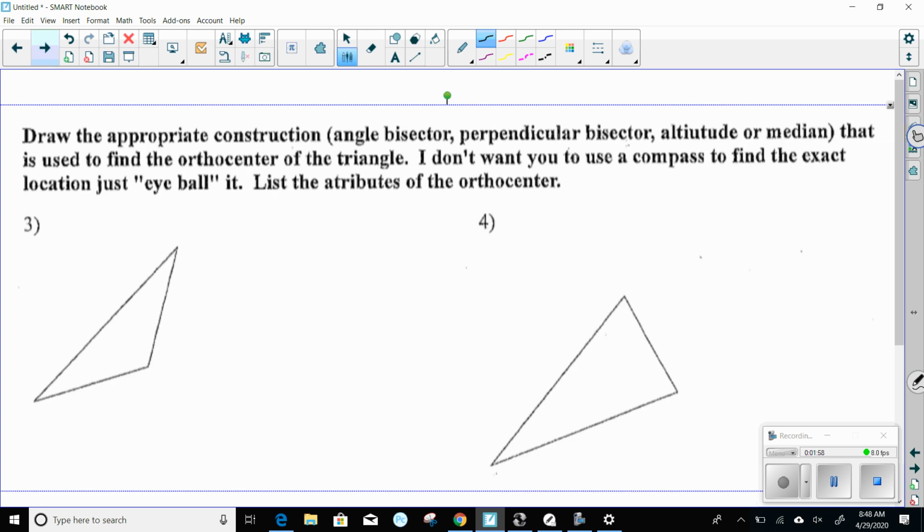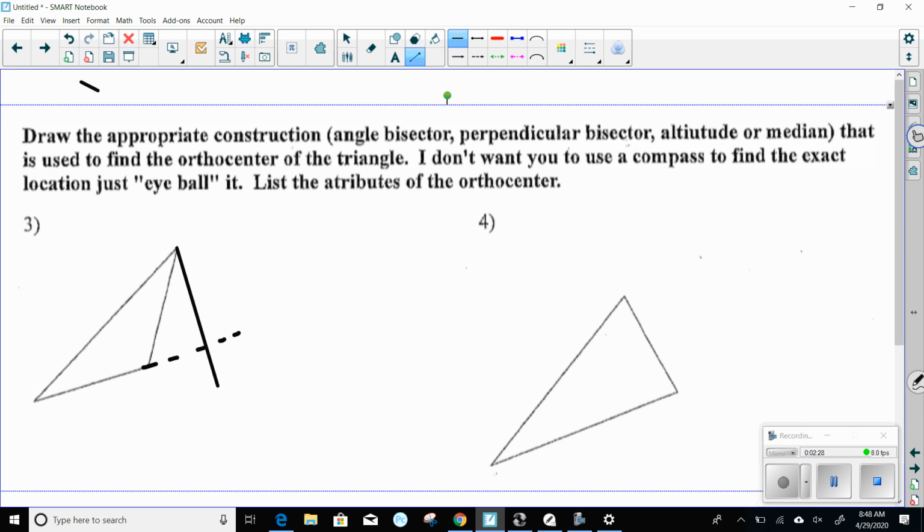Okay, so this one is the orthocenter. So orthocenter, if you remember, is all the altitudes of a triangle. So this one's a little bit tricky. This one's an obtuse triangle. So if I want to draw the altitude, I've got to extend out that side. So I'm going to extend that out. And then I'm going to draw my line. It goes from the vertex perpendicular to the opposite side.